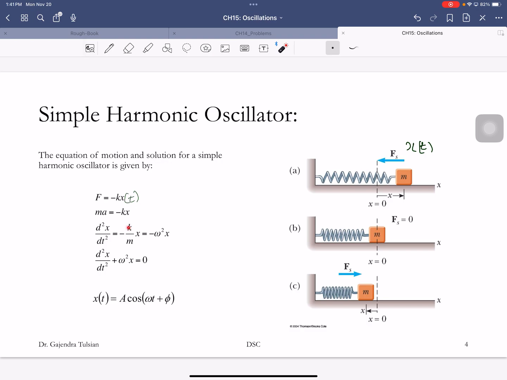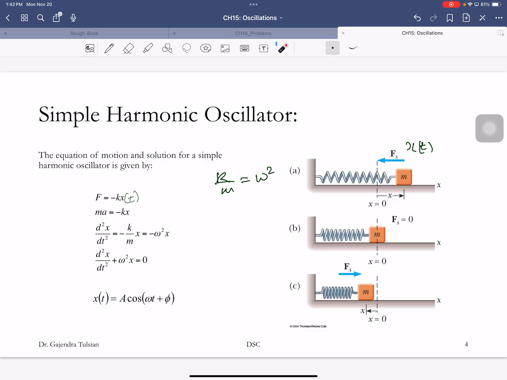K is positive, m is positive. So to emphasize that fact, we'll write k by m. K by m is always positive, so to emphasize that fact, we'll write that as omega squared. Because for a real number omega, omega squared is always positive. So d squared x by dt squared is minus omega squared x, and we'll bring that term to the left. So there's the differential equation.